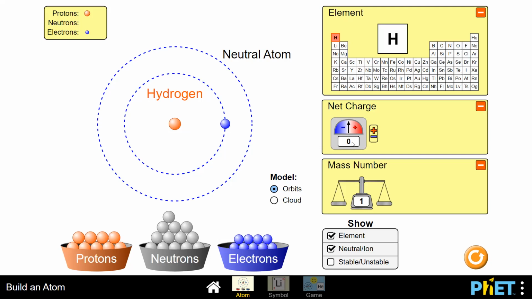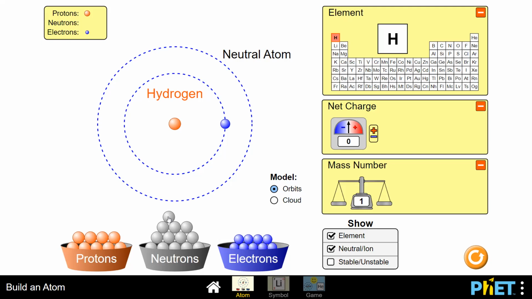So here we have net charge is 0, mass number is 1. The electron does not contribute to the mass of the atom. As I said, it is very light, so it doesn't count as in the mass, just the proton.